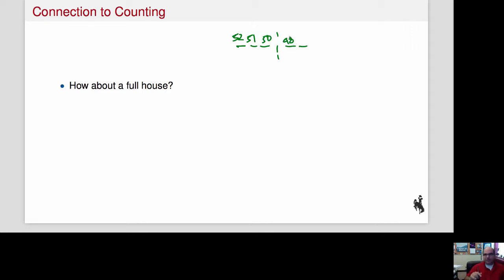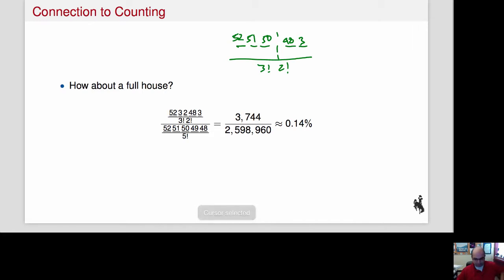But then for the next one, it has to be the same type as the 48, the same number. So I only have 3 to choose from, right? And again, I need to divide by 3 factorial and 2 factorial. Notice that I can't get the 2 and the 3 mixed up because there's a different number of them. Okay. All right. So let's work out the numbers.